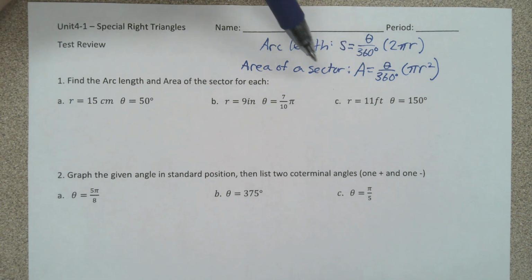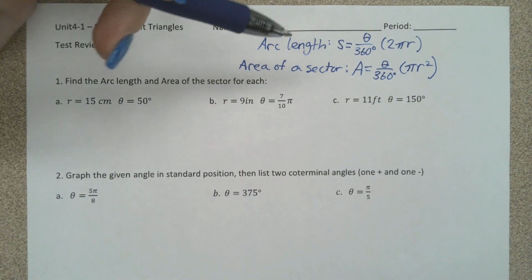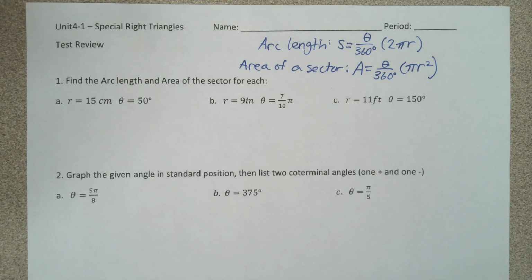It can be very tempting to look at this and think that S is area of a sector and A is arc length. But no, remember, area is always represented by a capital A. So if this is the area, then the S has to represent length, and it does. So we're going to practice just plugging our numbers in and getting an answer.